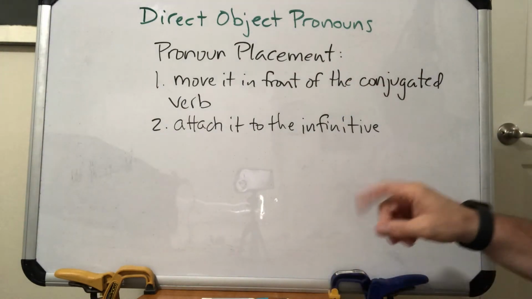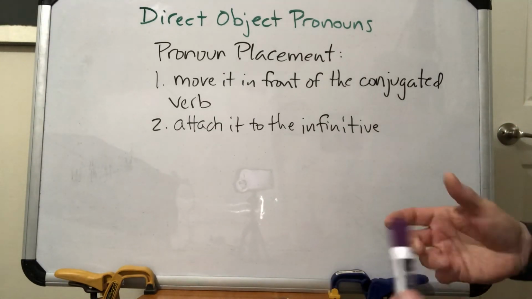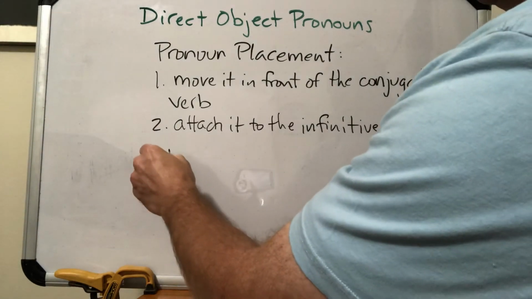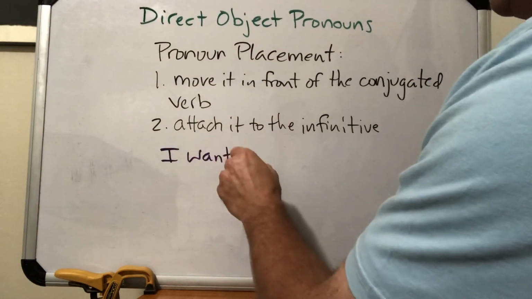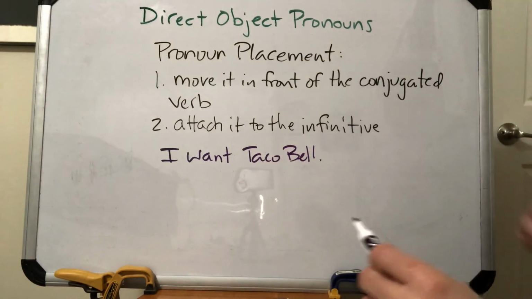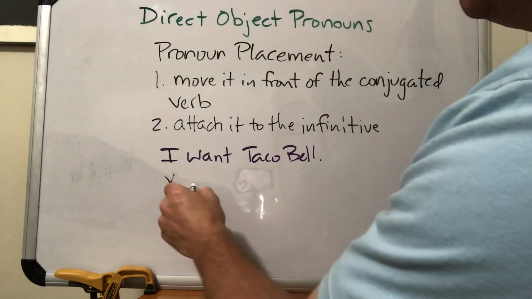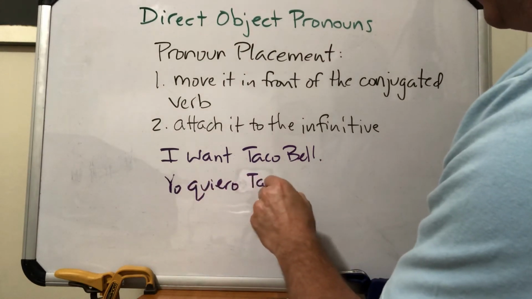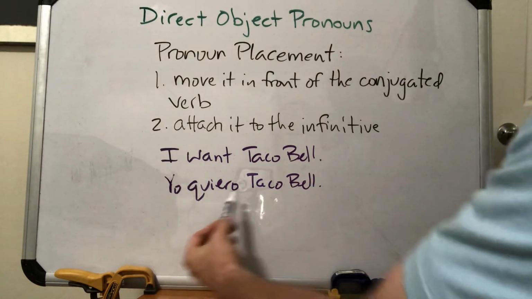Okay, so let's do an example here. So let's say we say I want Taco Bell. Okay. And so if you say this in Spanish, you say yo quiero. Remember, the yo is optional. Taco Bell. Now, so here's my subject, here's my verb, and then here's my object.